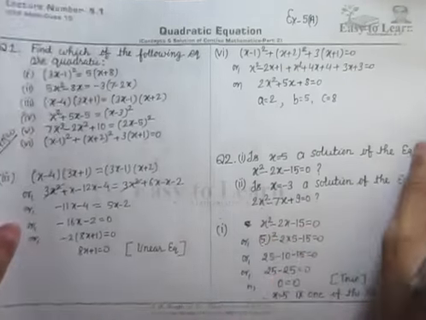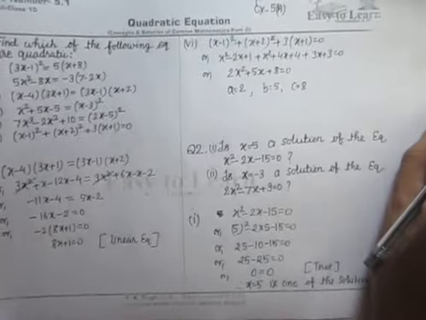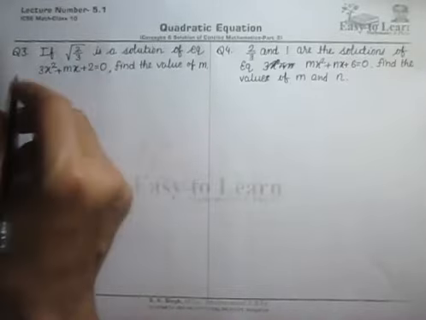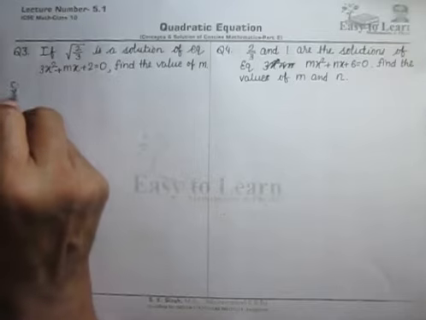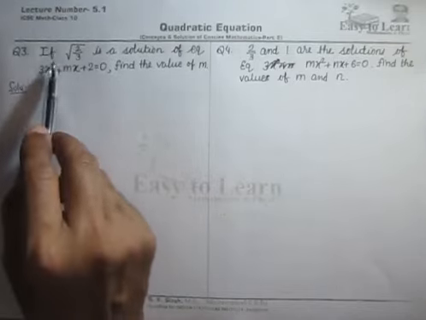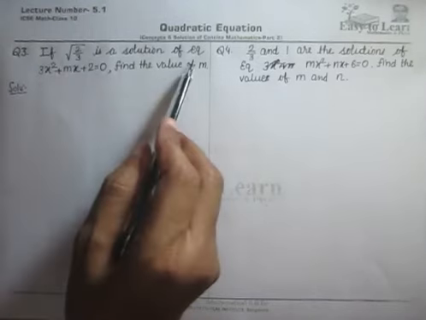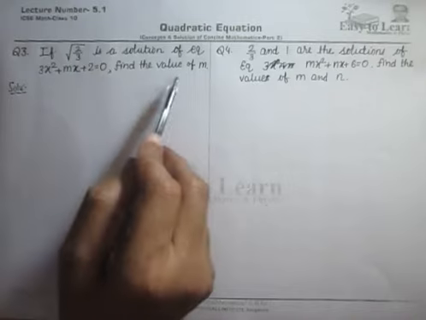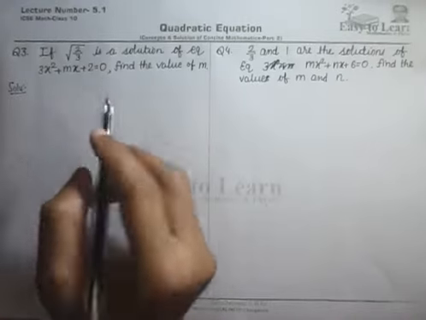Now let us solve another question. It is also based on the solution of a quadratic equation. It is given that if √(2/3) is a solution of the equation 3x² + mx + 2 = 0, find the value of m.